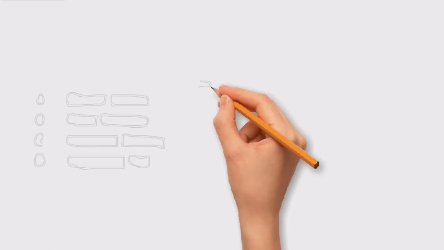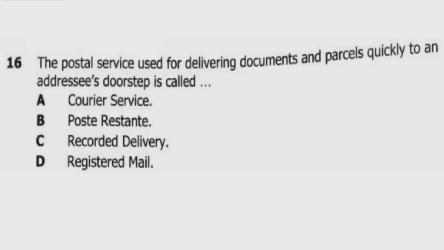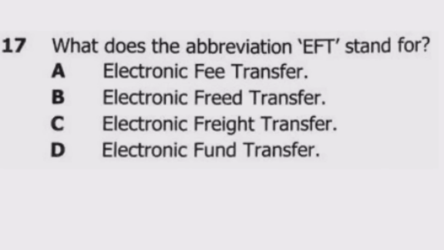Point of sale. Question 16. The postal service used for delivering documents and parcels quickly to an addressee's doorstep is called A. Carrier service, B. Post listed, C. Recorded delivery, D. Registered mail. The correct answer is A. Okay, carrier services.